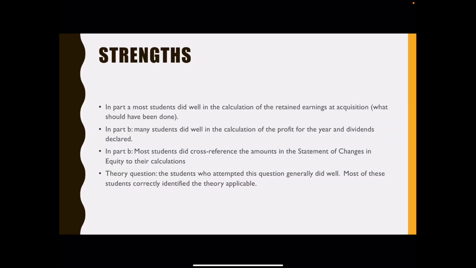In part A, most students did well in the calculation of the retained earnings at acquisition, so the what should have been done. In part B, many students did well in the calculation of the profit for the year and the dividends declared. And also in part B, most students did cross-reference the amounts in the statements of changes in equity to their calculations. And for the theory question, the students who attempted this question generally did well. Most of these students correctly identified the theory applicable.